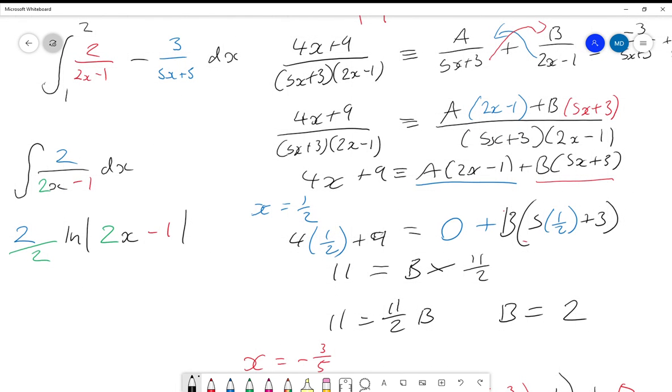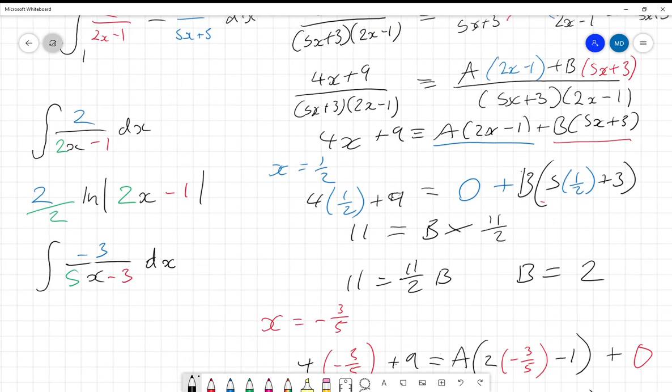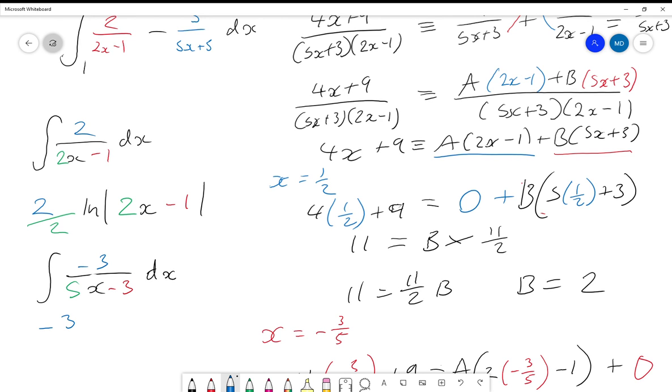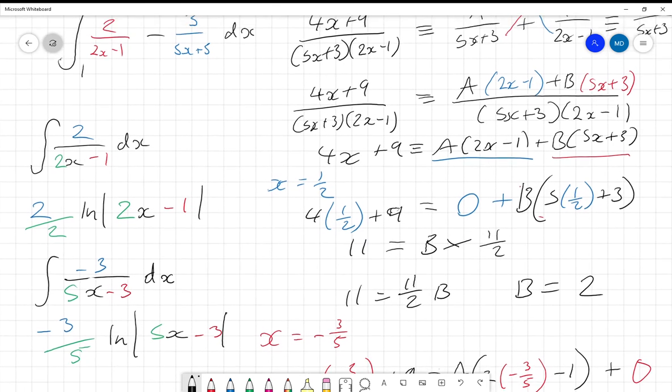Equally, in exactly the same way, the integral of negative 3 over 5x minus 3 dx is going to give us a very, very similar thing. It's going to go in exactly the same way. We're going to end up with minus 3 over 5 multiplied by the natural log of 5x minus 3. And that gives us our final answer for this integral.